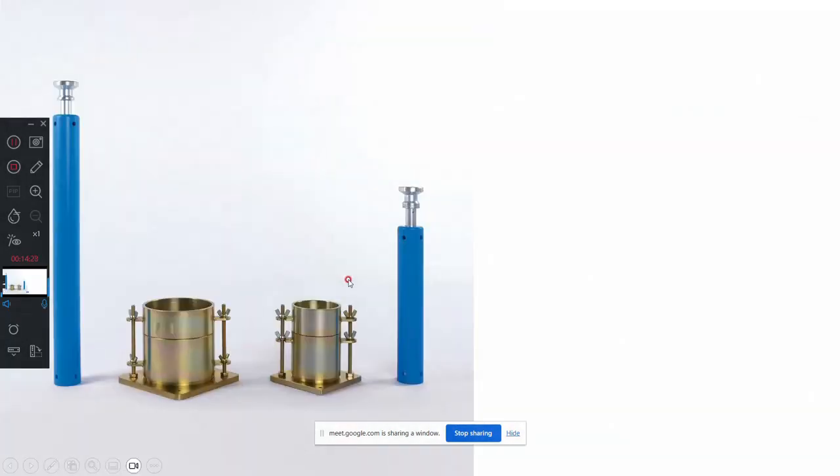Now you can see this is the compaction apparatus. This is called a compaction mold. You can see there is a base plate here, and from here to here is the compaction mold. The top portion we call a collar, or otherwise it is considered a dolly. The top portion is the collar. Like that we have one mold.